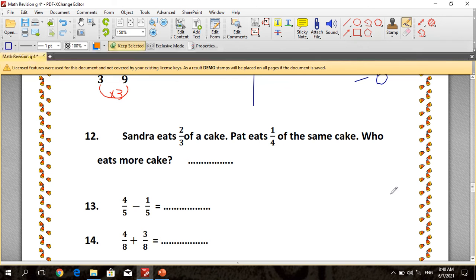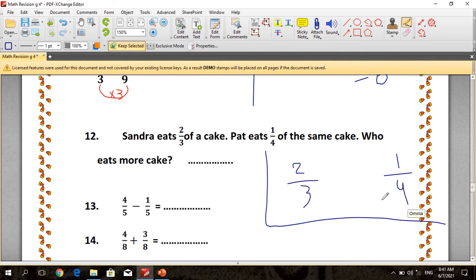He tells you that Sandra ate 2 over 3 of a cake, and Bit ate 1 over 4 of the same cake. Who eats more cake? So I want to know which is bigger, 2 over 3 or 1 over 4. So let's make a graph here to find which fraction is the bigger one, to know who ate more.